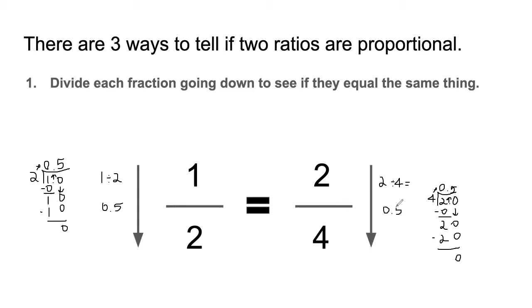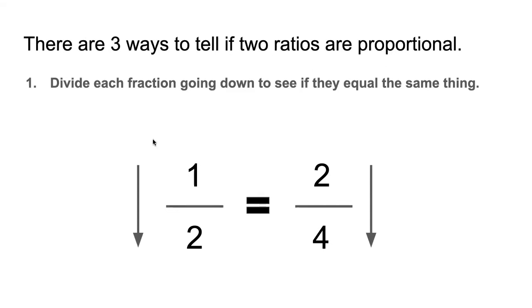Remember to write this down on your paper to get all the credit you deserve. So as you can see, we divided going down for both. They equal the same thing. That means they are proportional. This makes sense because the line actually means divide. So 1 over 2, not only is this a fraction, but this is also 1 divided by 2, or 2 divided by 4. They're the same thing. Now you can pause this video if you need to write this down, but I'm going to move on.